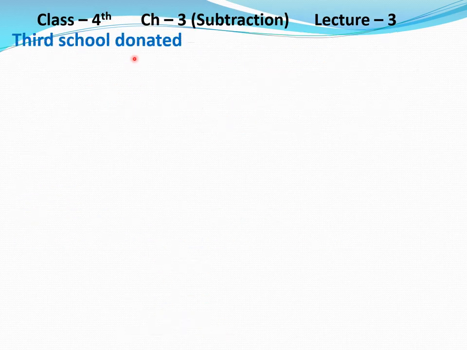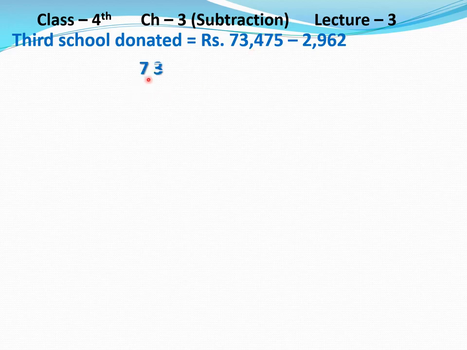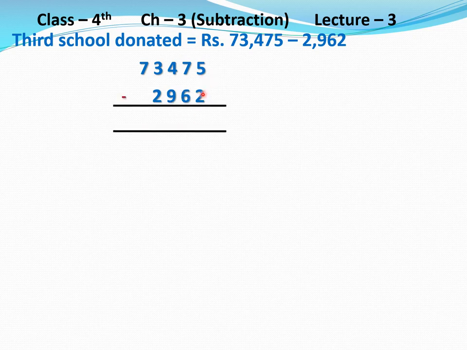Third school donated equal to rupees 73,475 minus 2,962. Why? Because it was less than the first school. So that's why we will subtract. Clear? Write down 73,475 minus 2,962. Now subtract this. 5 minus 2, 3. Write 3 here. 7 minus 6, 1. 4 minus 9, it is not possible.